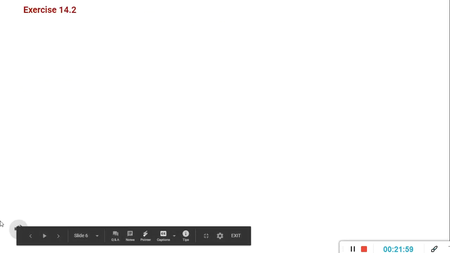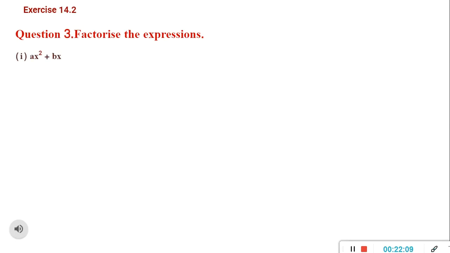Clear? Now, question number 3. Factorize the expressions. The first question is ax square plus bx. Here in this question, we are not using identities. Here we are using the first and second types of methods.